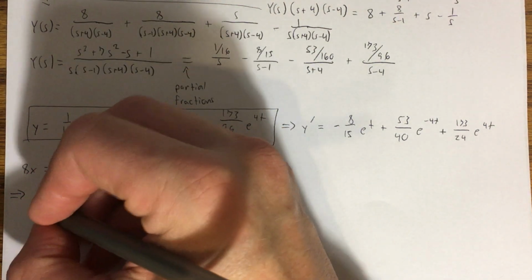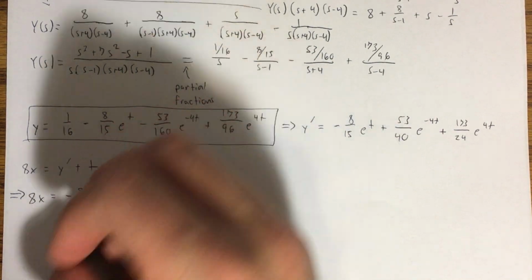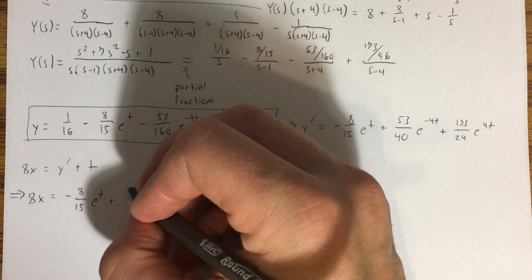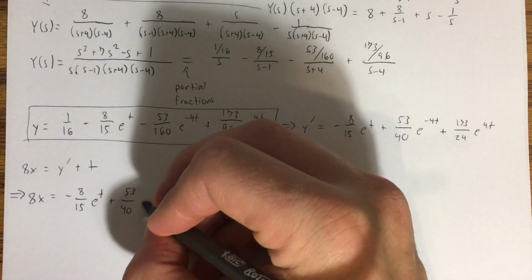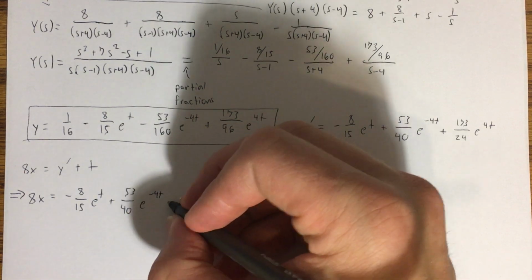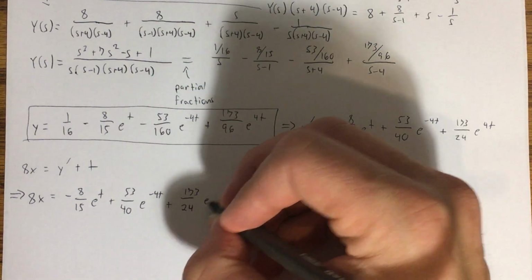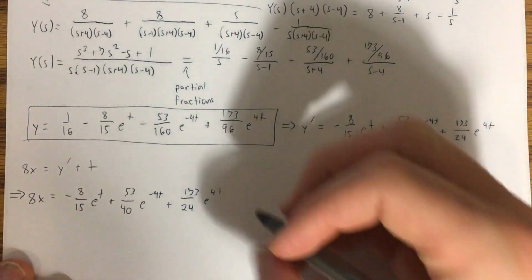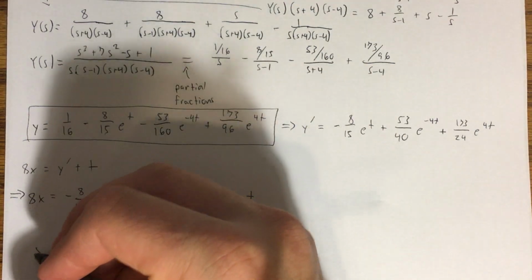So this would tell me that 8x is equal to that derivative, negative 8 over 15 e to the t plus 53 over 40 e to the negative 4t plus 173 over 24 e to the 4t. And that's my y prime, but then I have a plus t showing up in there as well. Okay, now we just divide everything by 8 and call it a day.